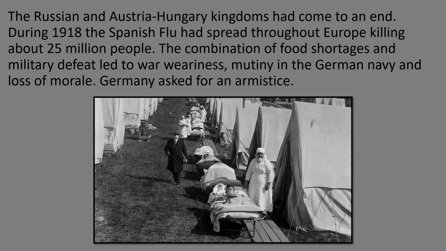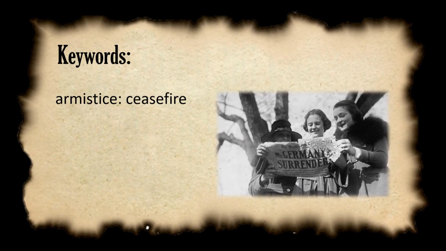The Russian and Austria-Hungary kingdoms had come to an end. During 1918, the Spanish flu had spread throughout Europe, killing about 25 million people. The combination of food shortages and military defeat led to war weariness, mutiny in the German Navy, and loss of morale. Germany asked for an armistice. Keyword armistice is to cease fire.